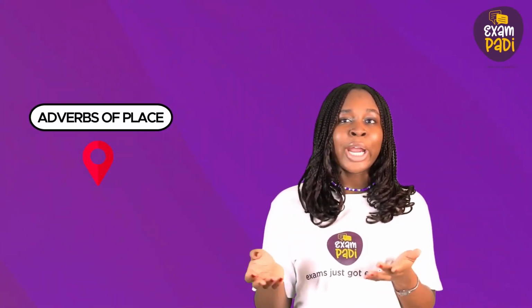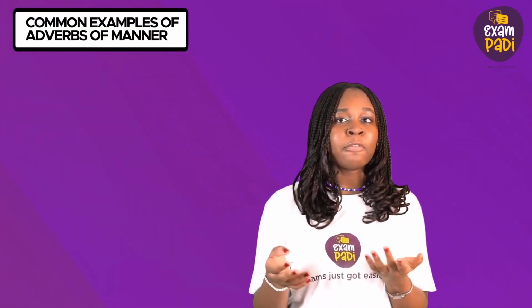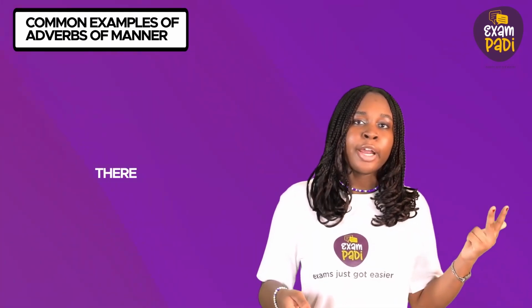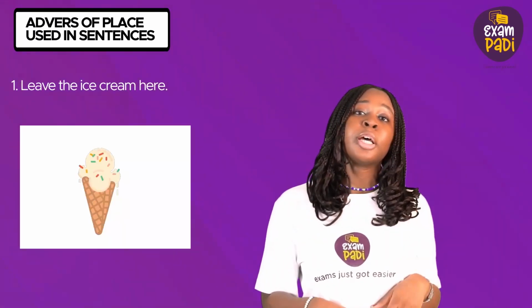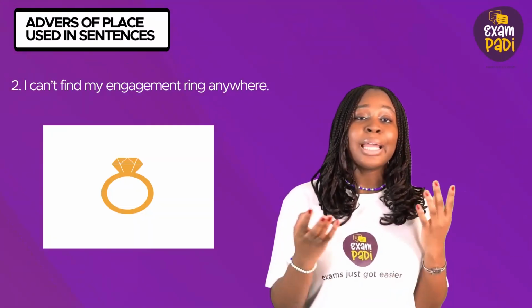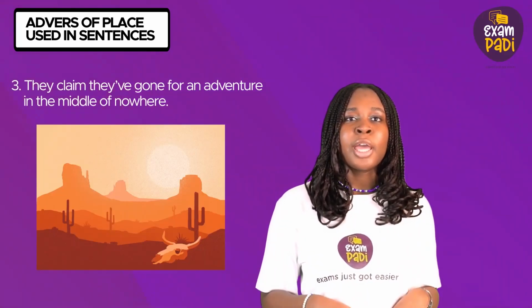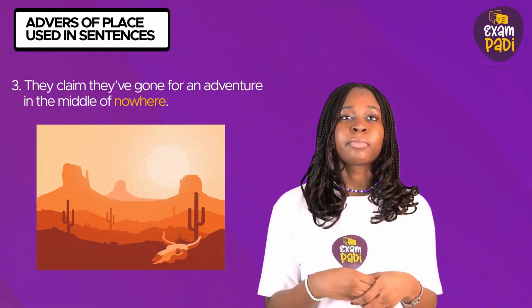Adverbs of place show where an action is taking place. Common examples of adverbs of place include somewhere, here, there, anywhere, and nowhere. Number 1. Leave the ice cream here. Number 2. I can't find my engagement ring anywhere. Number 3. They claim they've gone for an adventure in the middle of nowhere.